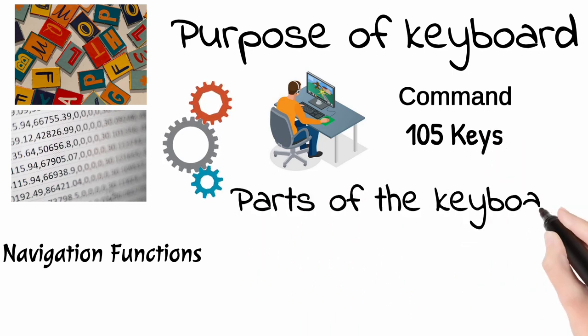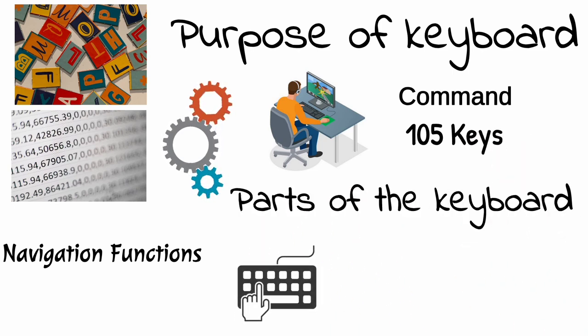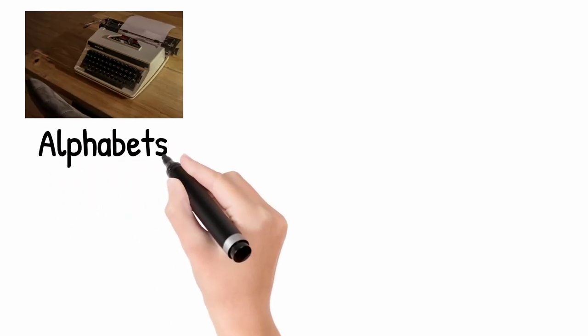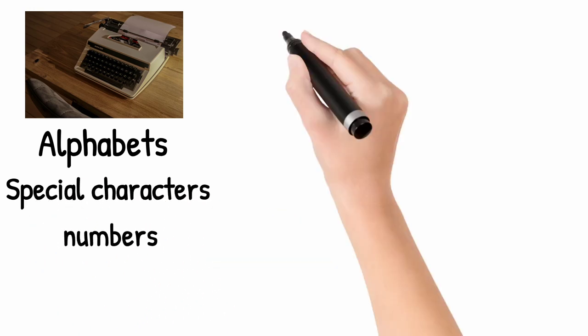Parts of a keyboard. Typing area. Typing area, you see when you do word processing. It is like a traditional typewriter, where you press alphabetic characters, such as letters, special characters, and numbers.